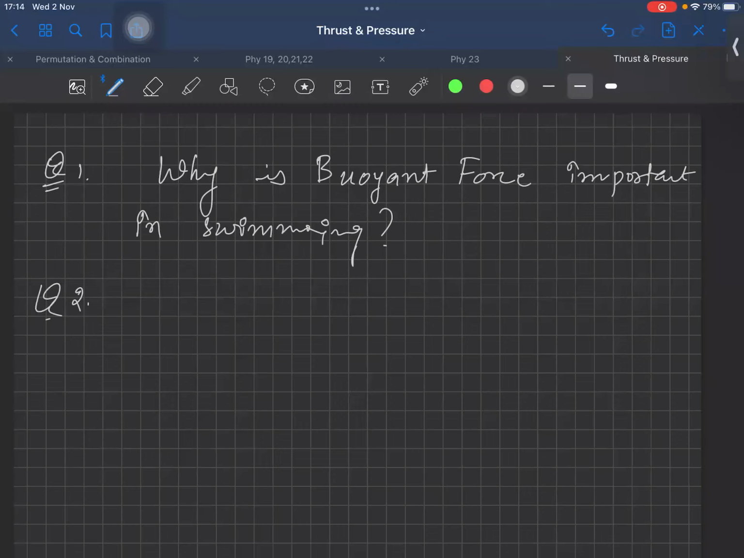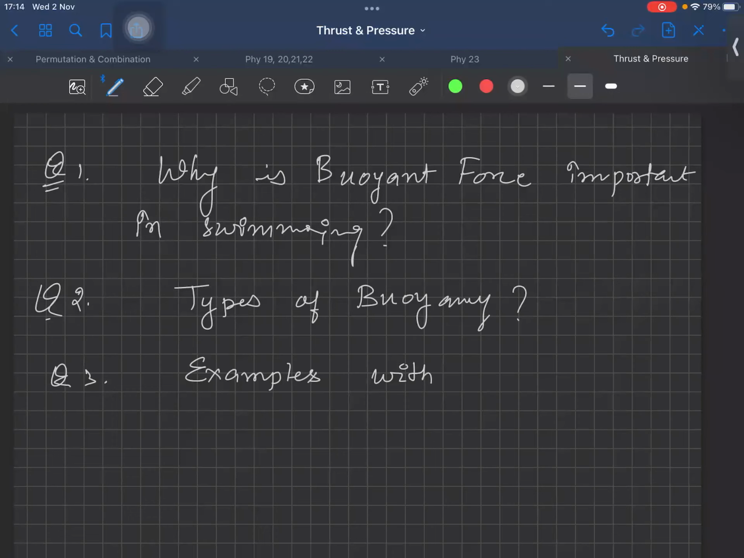Number 2: find out the types of buoyancy and why it is called so. These 2 questions, can you find out by the next class and tell me the answer? Yes, sir. And of course, try to find out some examples of buoyancy with explanations.